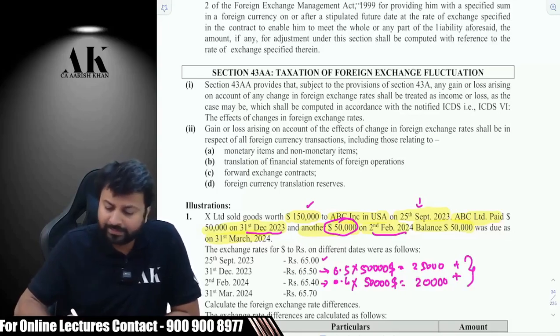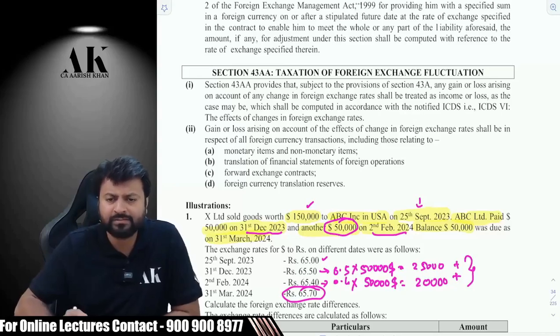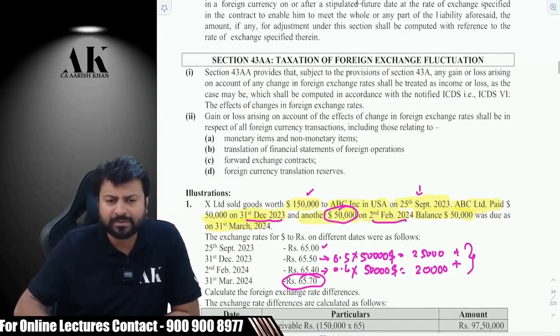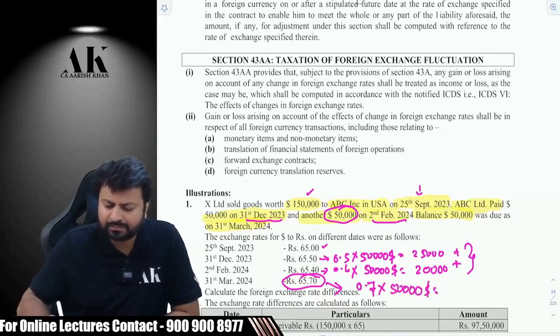What about the remaining balance 50,000? Not received. So shall I reinstate on balance sheet? Yes, as per 43AA, you are supposed to do that thing. So as per that, how much will come? 0.7 is the profit, right? Into $50,000, which will come to how much? $35,000.